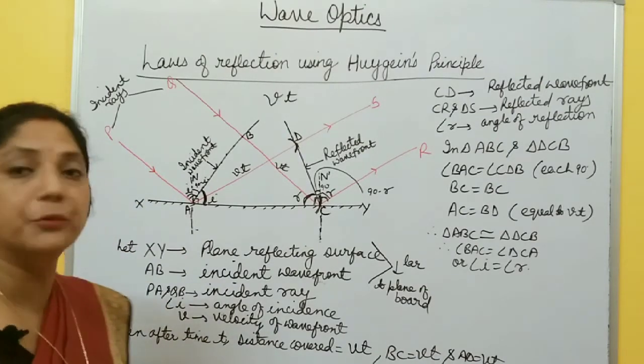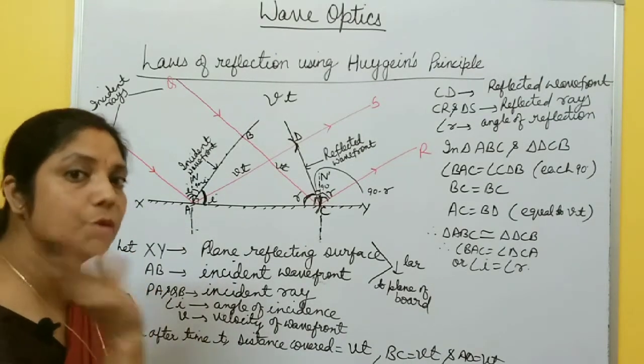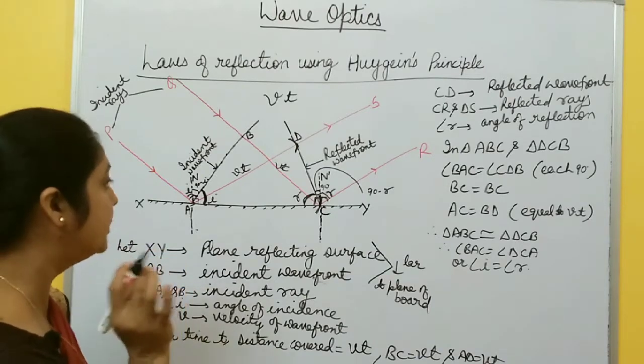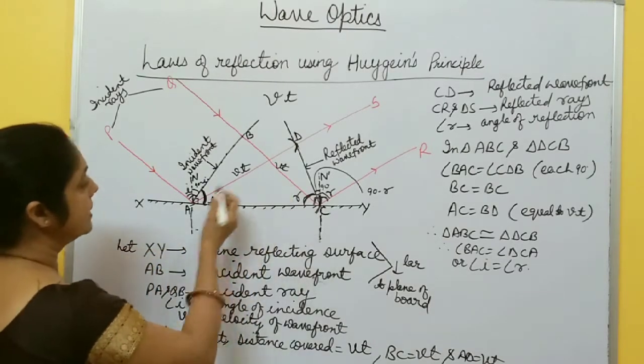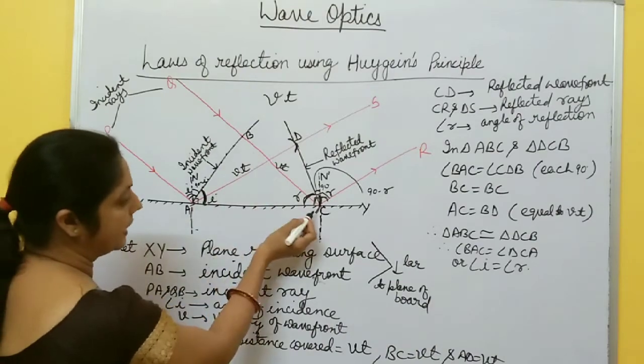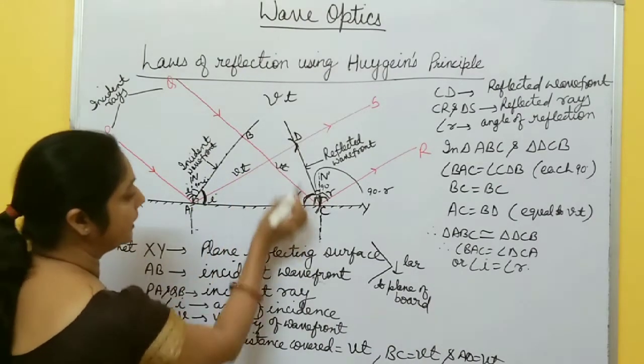Now I am going to prove the laws of reflection. There are two laws of reflection. To prove this law, first I consider triangles ABC and ADC.